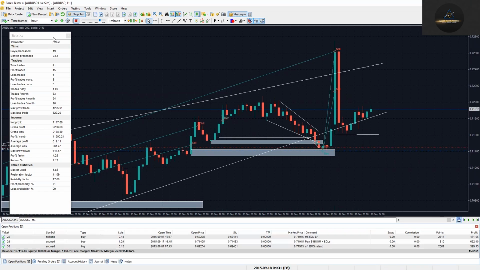This kind of reminds me of the first time I passed the evaluation back in 2019. I hit the target in about 3 weeks, and my drawdown was about 1 point something. This is how I was trading back then, and it was just the old school boomerang. It wasn't boomerang version 2. Yeah, you guys got the best boomerang, this one here.